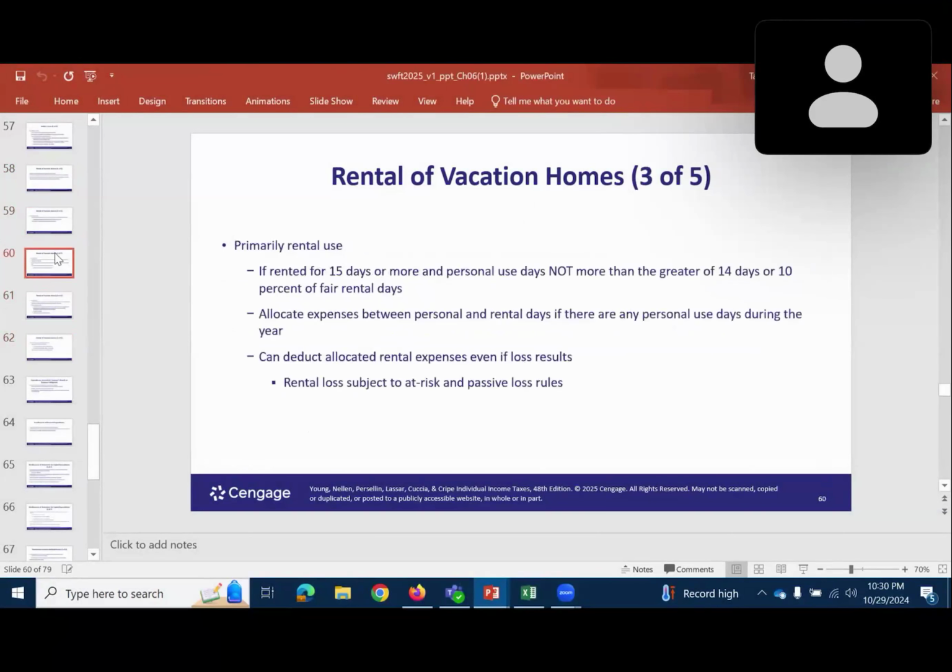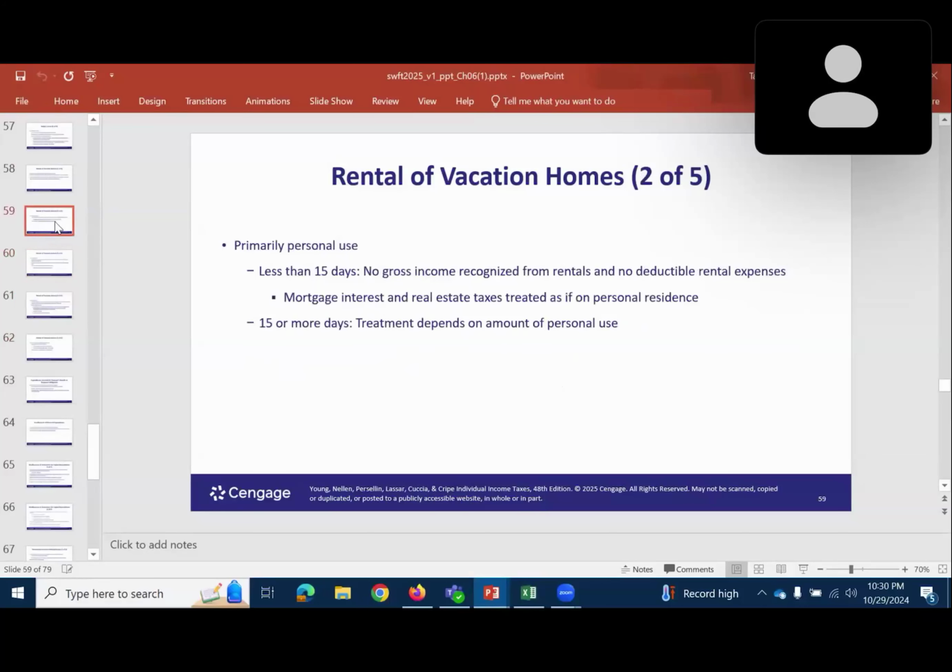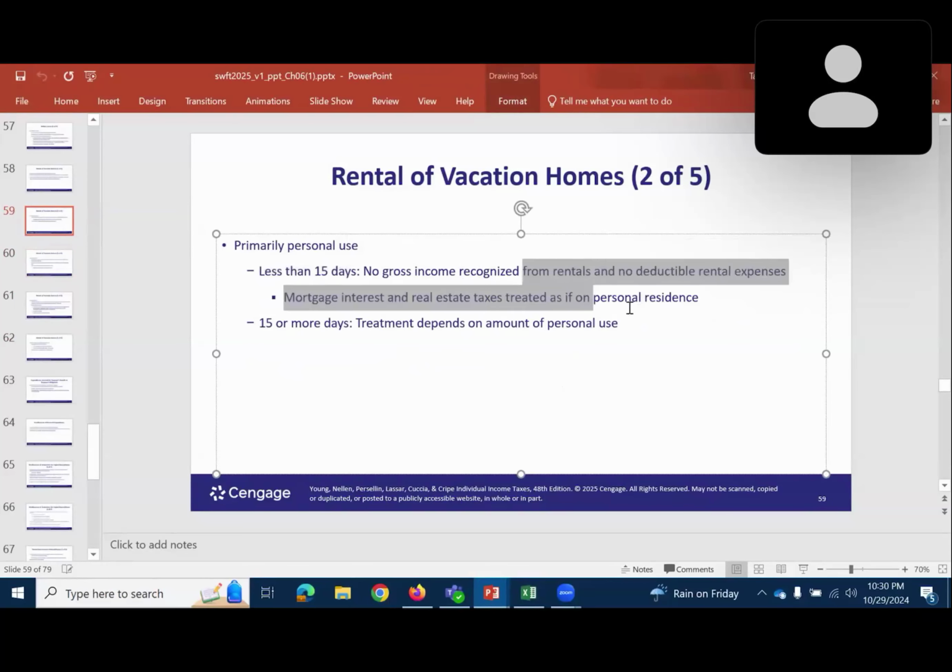Okay. So primarily personal use, less than 15 days. If you use the home for rental for less than 15 days, no gross income is recognized from the rentals and no rental expenses are deductible. Mortgage interest and real estate taxes are treated as if a personal residence. 15 or more days, the treatment depends on the amount of personal use.